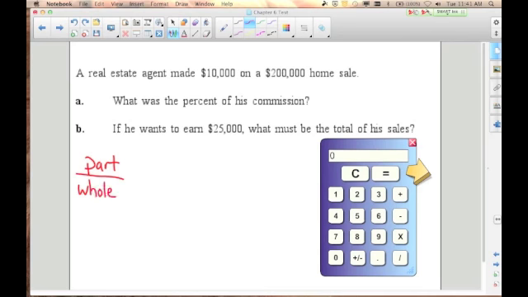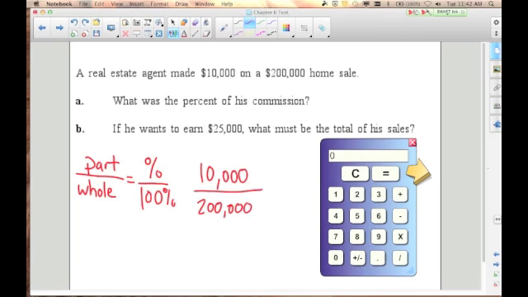For part A, they're giving me the part and the whole again. So they're giving me that it's $10,000 over $200,000. And so his commission is going to be that changed into a percent. So you take 10,000 divided by 200,000 and you multiply that by 100, and that equals 5%.